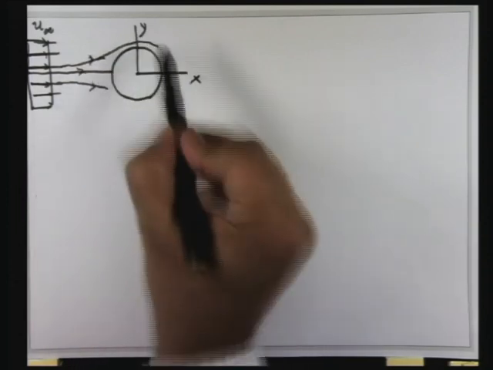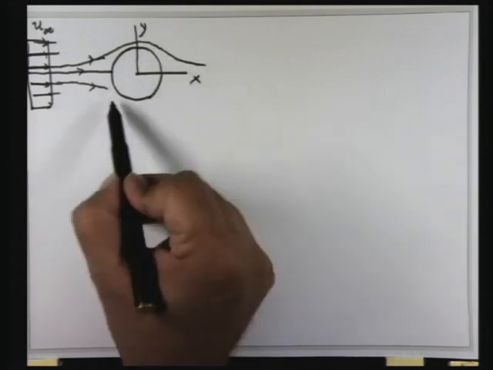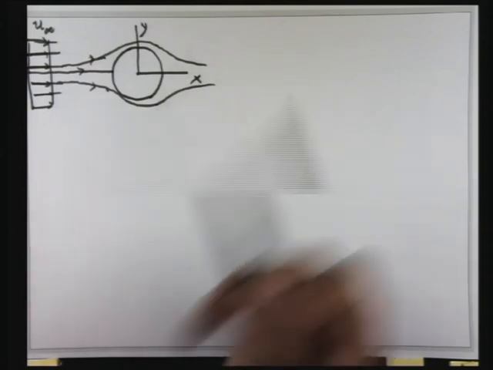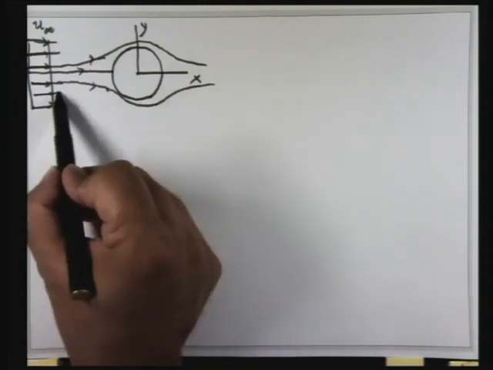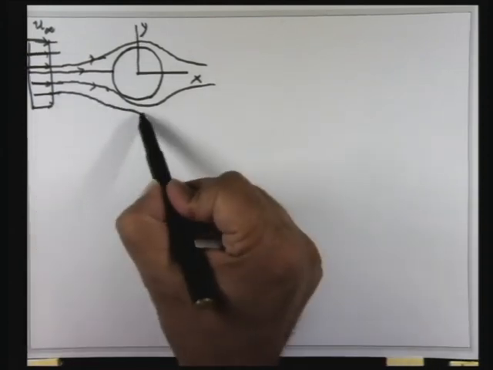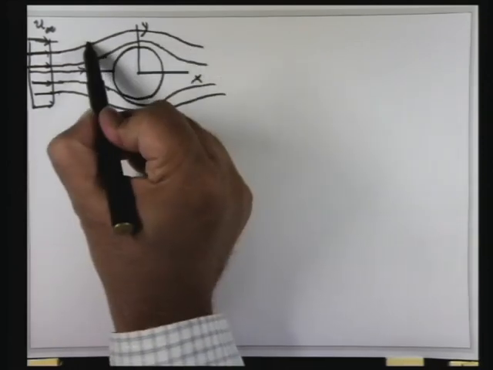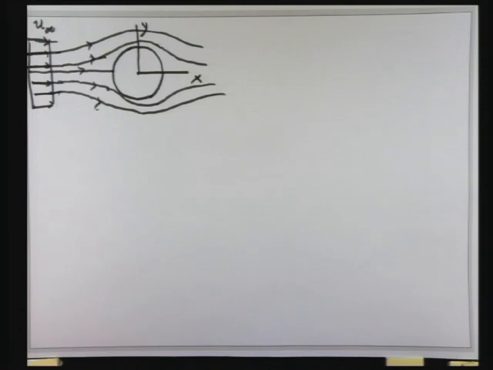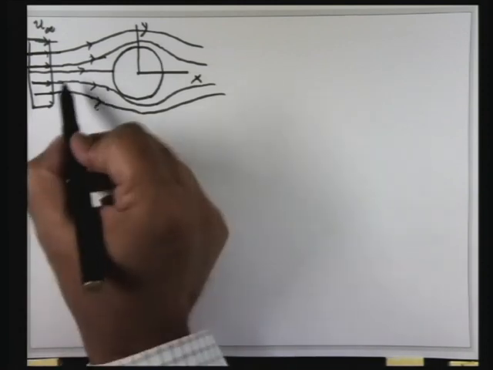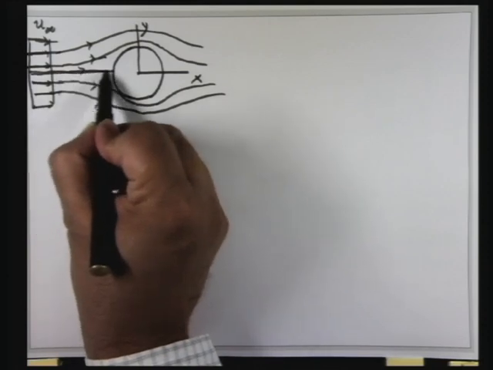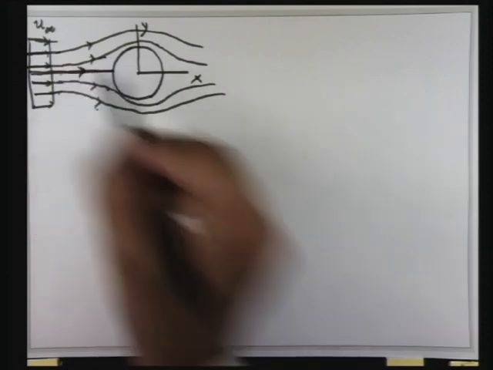So you can do a flow visualization and look at the streamlines, you will see streamline patterns like this. I am showing the arrows just to give you an indication of the direction of the flow. Now you see that if you look at this streamline, it is coming horizontally over here. So dy/dx is 0.